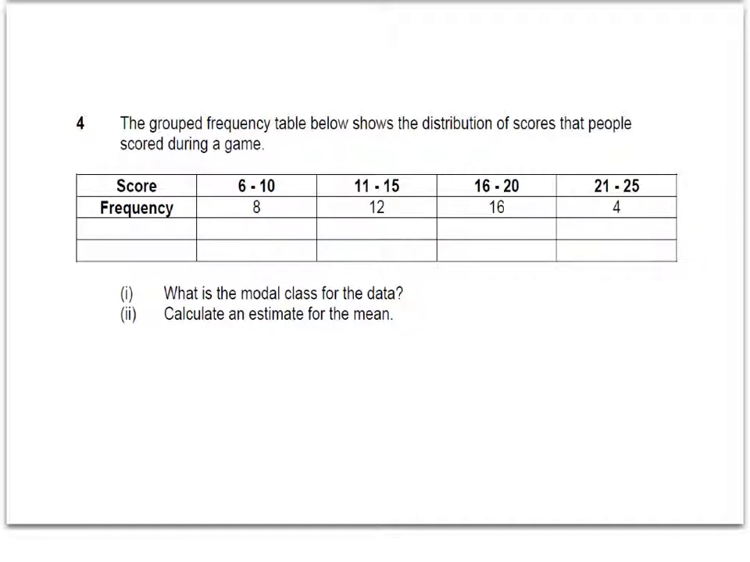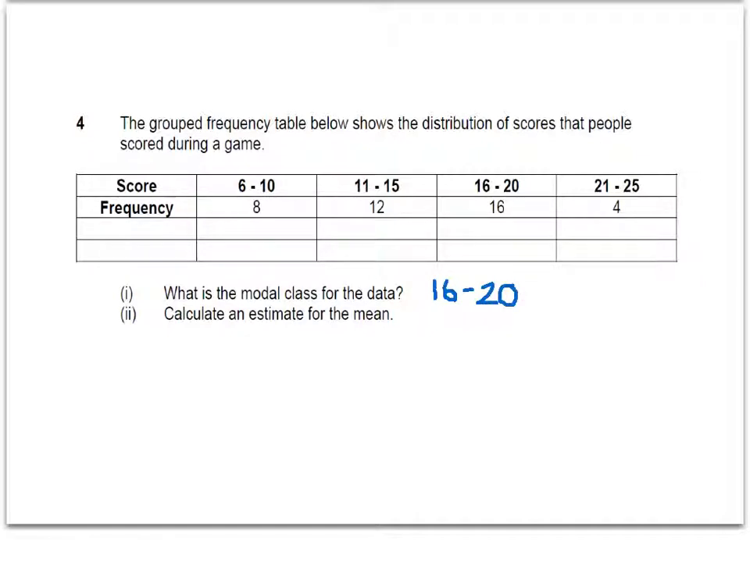You don't know. Okay, again, we've got 2 extra columns added on here that in an exam you almost definitely won't be given. You've got to work out for yourselves that you need to put those on. First of all, what's the modal class? Well, the modal class is just the most common one. The most common group, most common class is 16 to 20.